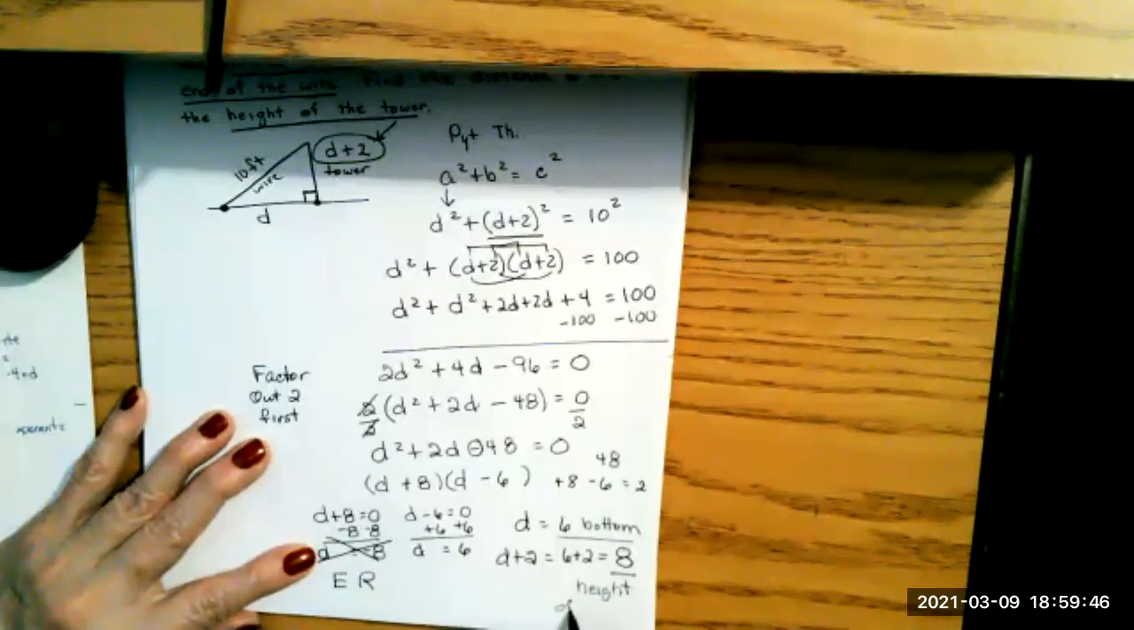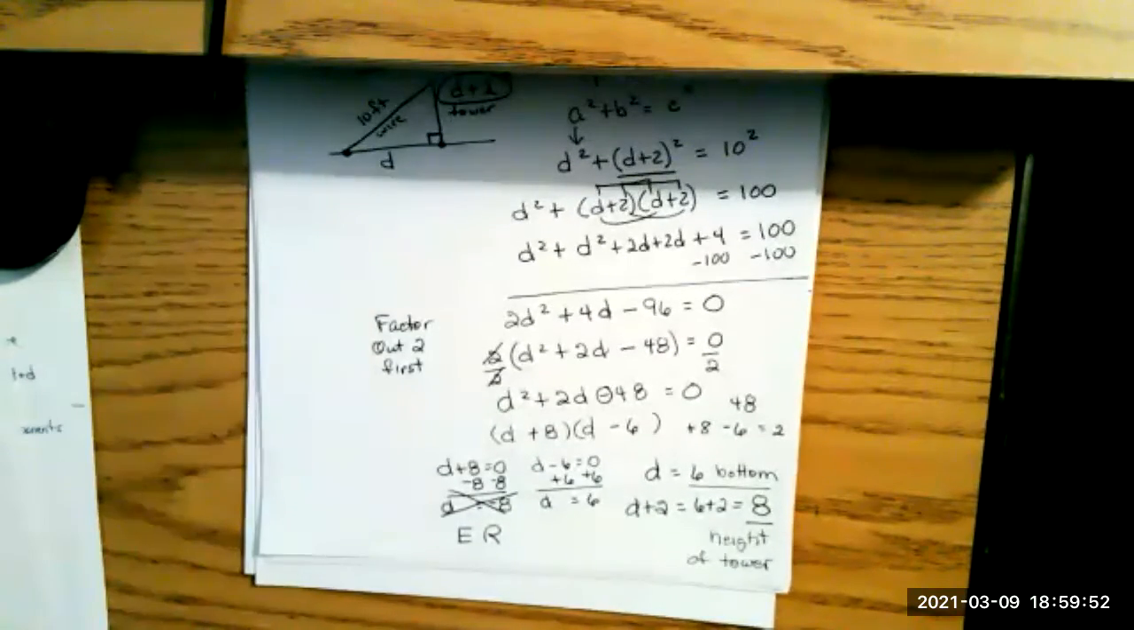So this problem will have two parts, technically. It will have two different blanks to fill in, and it will actually ask you in words: the distance from the wire to the tower is blank, the height of the tower is blank.